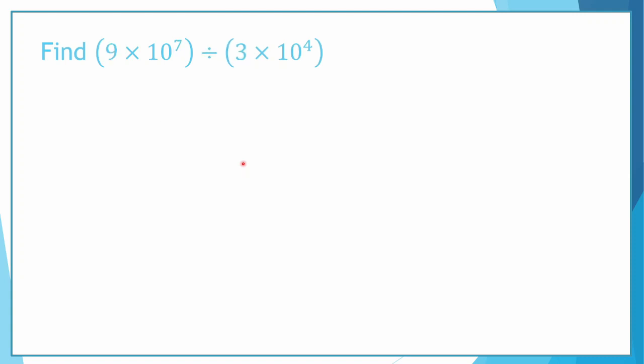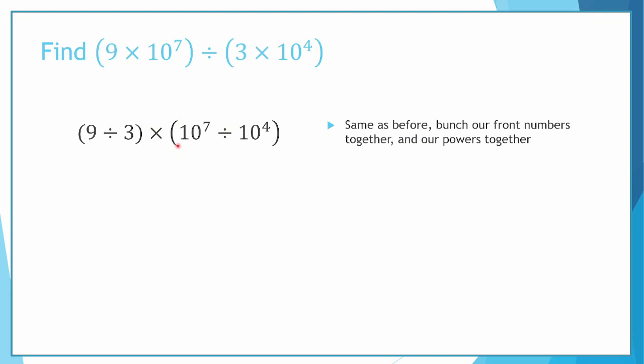So let's work through a divide now. Find 9 times 10 to the power 7 divided by 3 times 10 to the power 4. We're going to follow the same process. We're going to bunch our front numbers together. So we've got 9 and 3. This time it's a divide because divide is in the middle here, so 9 divided by 3. And then we're going to bunch our powers of 10 together, 10 to the power of 7 divided by 10 to the power of 4. We'll work out our front numbers. So 9 divided by 3, of course, gives us 3.